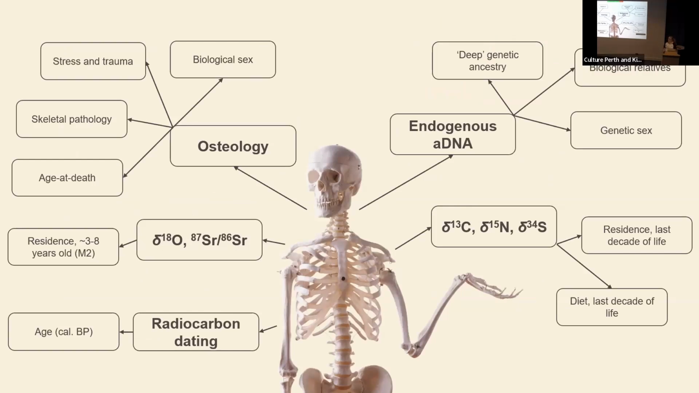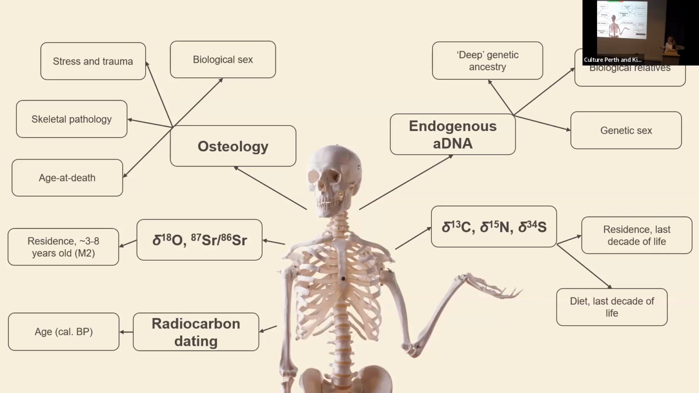So these are the various ways we can look at the skeleton when we excavate it using scientific methods. We've got things like our oxygen and strontium, which we do on teeth. The M2 there means your second molar. So that looks at things like residence. We've got isotopes that we do from the bone collagen that we look at things like diet. Obviously radiocarbon dating. Endogenous aDNA, what I mean by that is stuff from the person themselves, so not things like pathogens, but we can look at that.